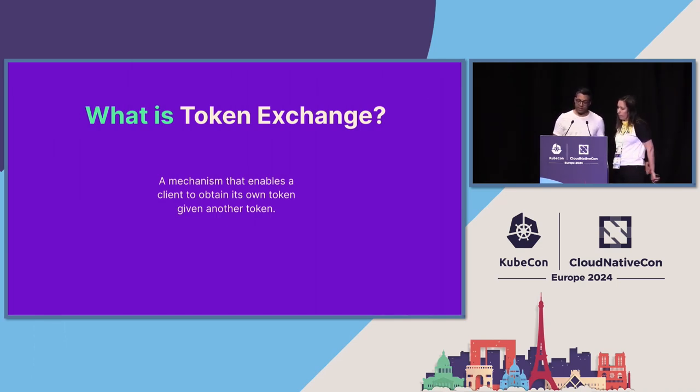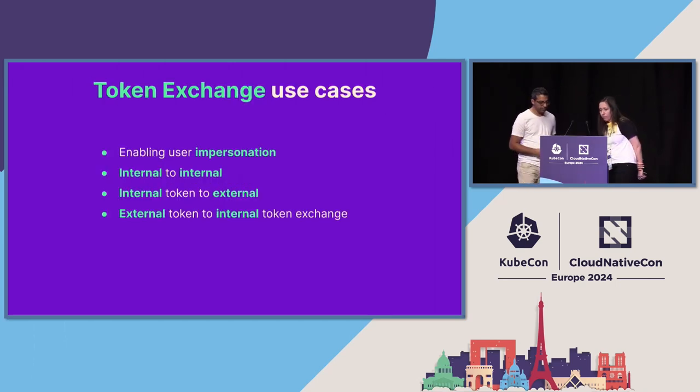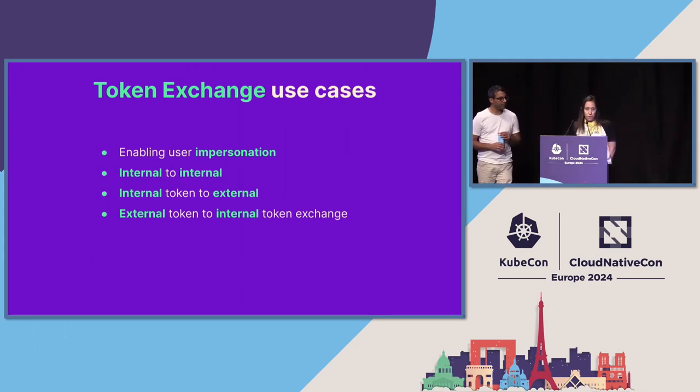This specification extends the OAuth2 protocol to enable clients to exchange one access token for another via an authorization server. And why would we want to do that? And what does token exchange enable for us? So we have a few use cases. First one, enabling user impersonation. A client can impersonate a user. This is useful when an administrator needs to rerun a task as if they were a user.